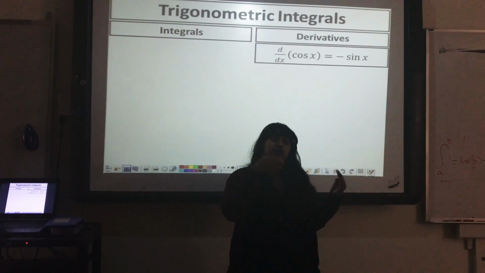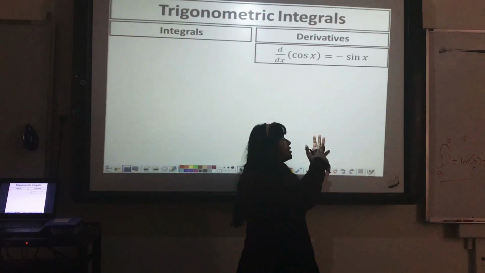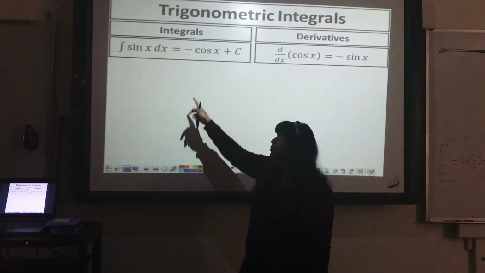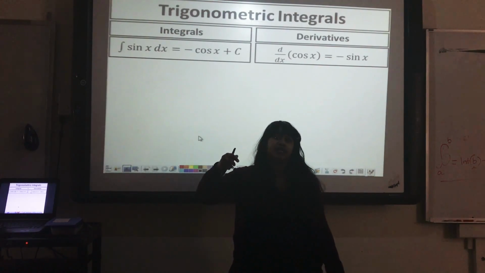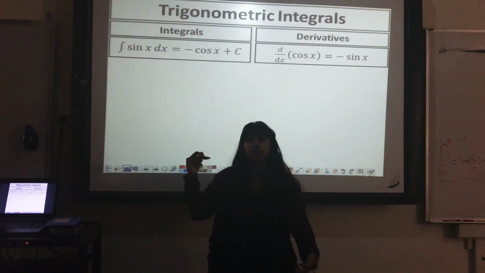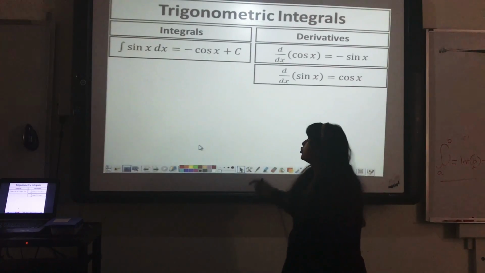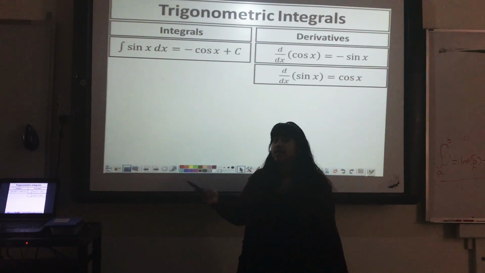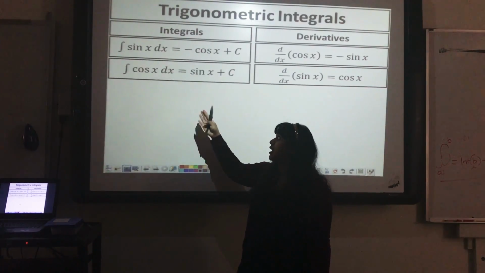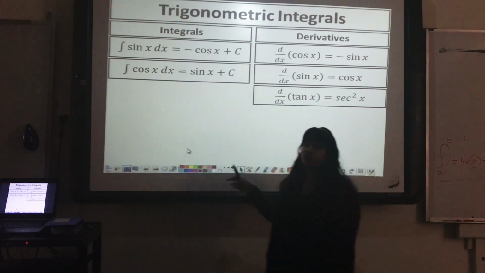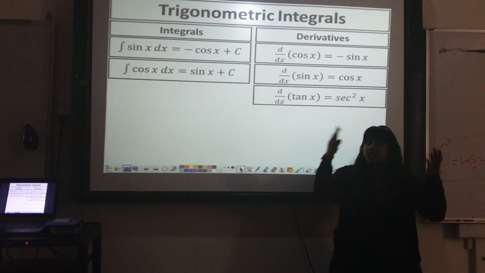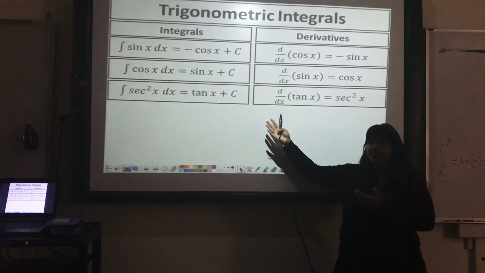So then the integral of positive sine x must be the opposite, which is going to be my cosine, but where does that negative go? It actually comes to the front, so the integral of sine x is negative cosine x plus c. The derivative of sine x equals cosine x, so the integral of cosine x must equal sine x plus c. The derivative of tangent x is secant squared x, so the integral of secant squared x must be tan x plus c.